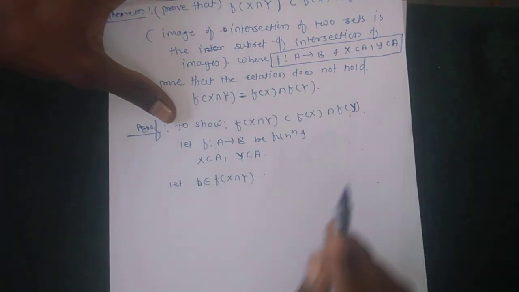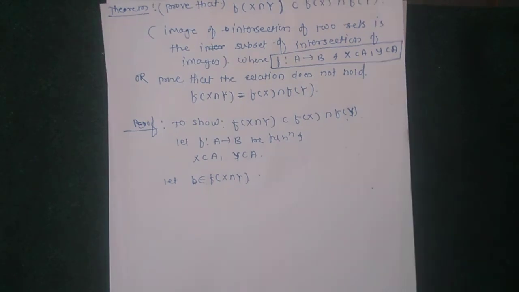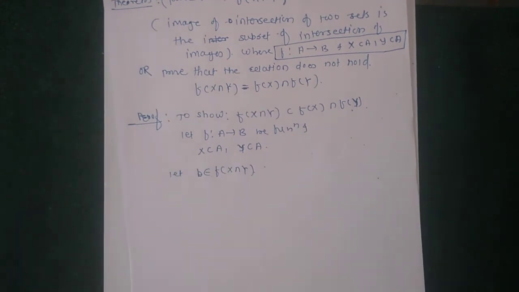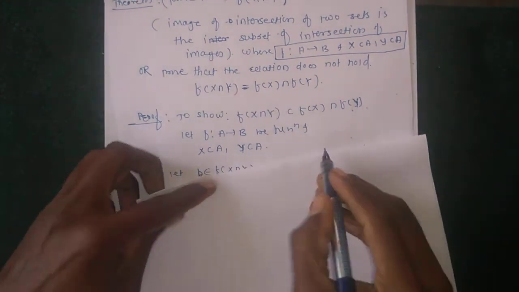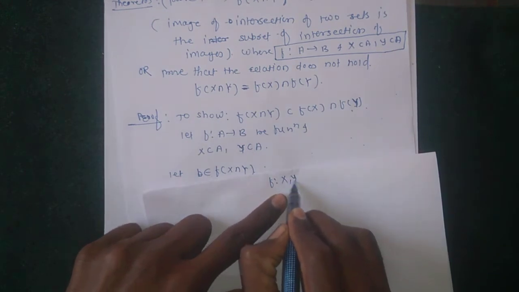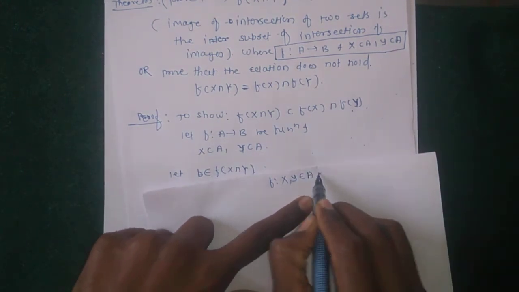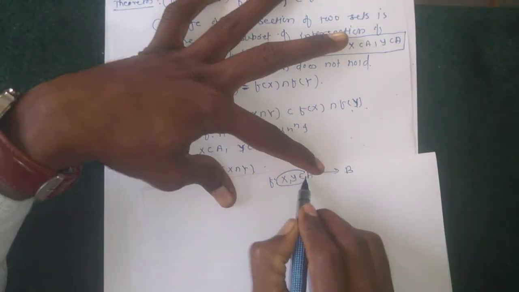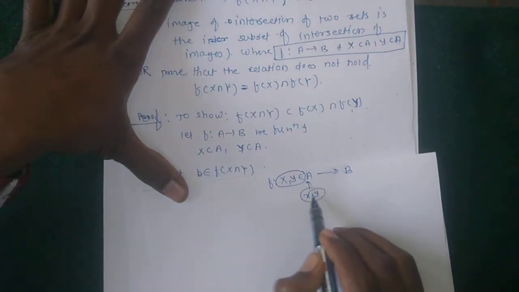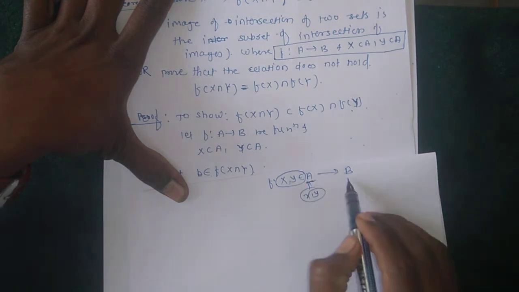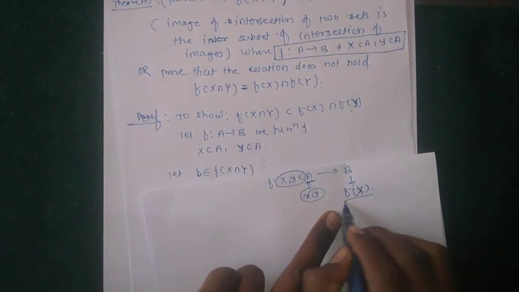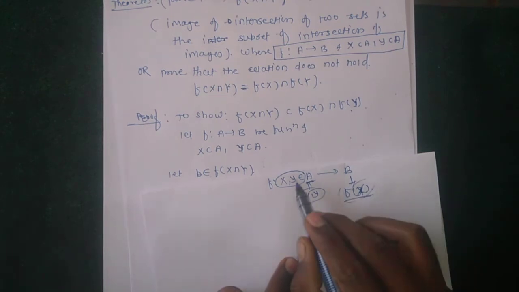Here the function is defined: suppose f from A to B is a function, and X and Y are subsets of A. Therefore their elements also belong to A, then their images also belong to B, meaning B contains elements of the form f of x. Here f of x means the image of x.